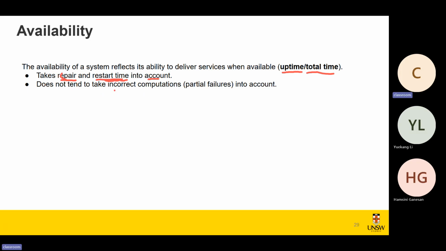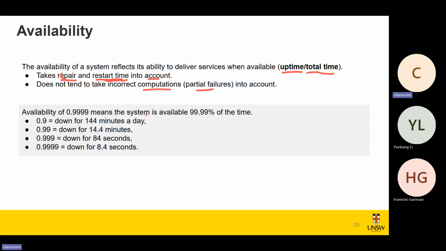And we don't care about incorrect computations or partial failures. It means that if the system gives us some wrong answers in some particular cases, but it's still running, then it's still considered as available. So we don't care about these kinds of partial failures. We only care about the situations where the entire system is not available, is down.